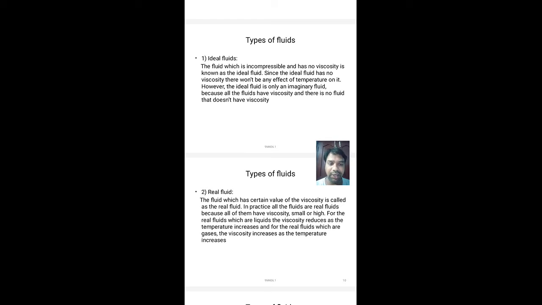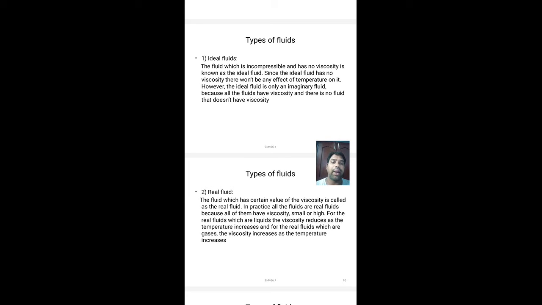Incompressible is one of the fluid properties. What exactly does incompressible mean? The density of the fluid remains constant. No viscosity: viscosity is in general related to the thickness of the fluid, right? So an ideal fluid doesn't have any kind of viscosity. An ideal fluid is incompressible in nature and has no viscosity.